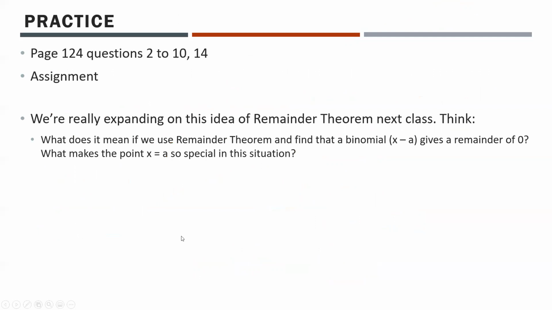We're going to be really expanding on this idea of remainder theorem next class. So you'll need to think kind of in advance. What does it mean if we use remainder theorem and find that a binomial gives a remainder of 0? What does it really mean for us to divide a big polynomial by a small binomial and get a remainder of 0? What does that really mean? And also, what makes the point x equals a, so the thing you would plug into remainder theorem, so special in this situation? We'll worry about that next time.